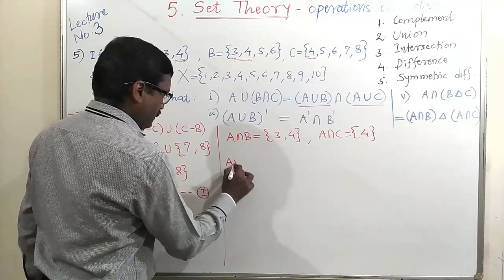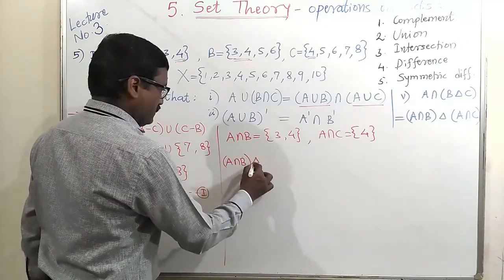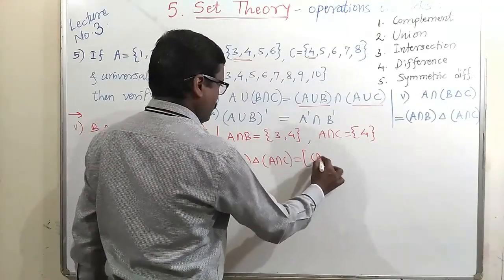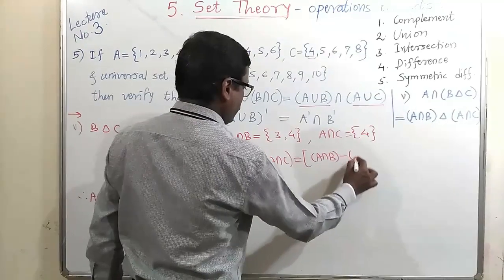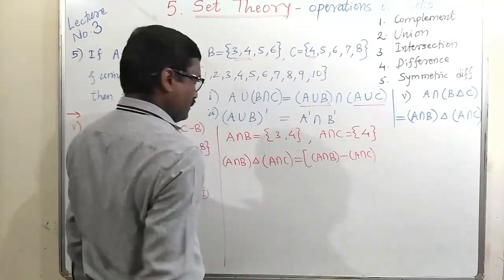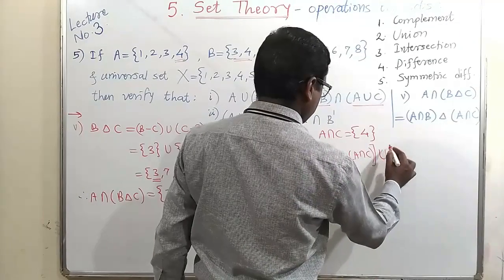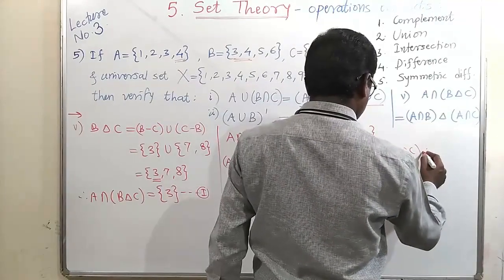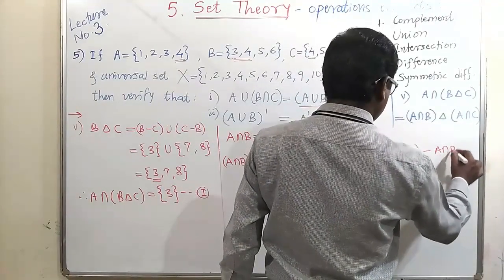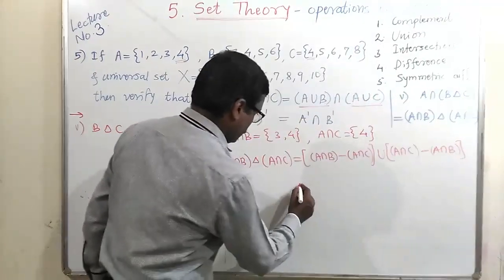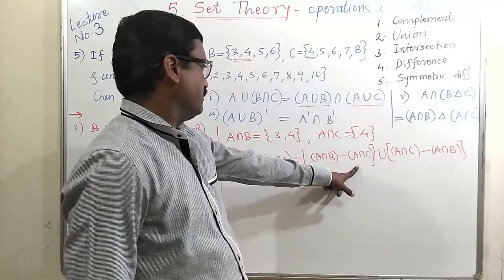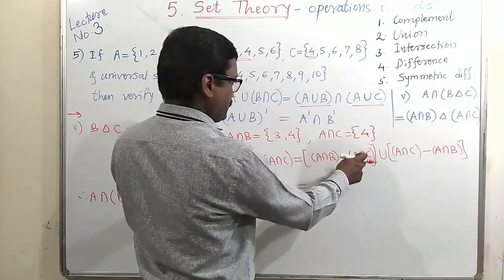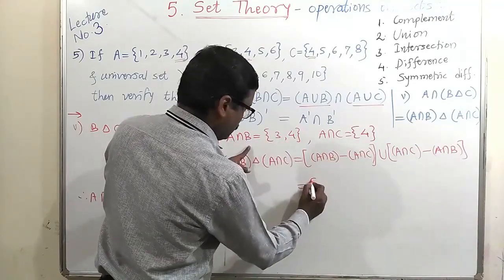So A intersection B symmetric difference A intersection C is equal to A intersection B difference A intersection C, or union A intersection C difference A intersection B. So it is equal. Now this difference means cancel this element 4 because 4 is present in A intersection C. So we get only 3.